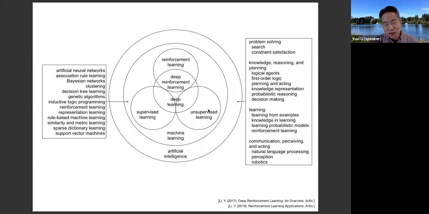Deep learning can work with all those different machine learning schemes. When deep learning and reinforcement learning work together, then we have deep reinforcement learning. That's what we are talking about today. These terms are a part of machine learning, and machine learning is part of artificial intelligence. There are more details. If you are interested, you can check my overview, or I recently also wrote a reinforcement learning applications overview. They are on arXiv.